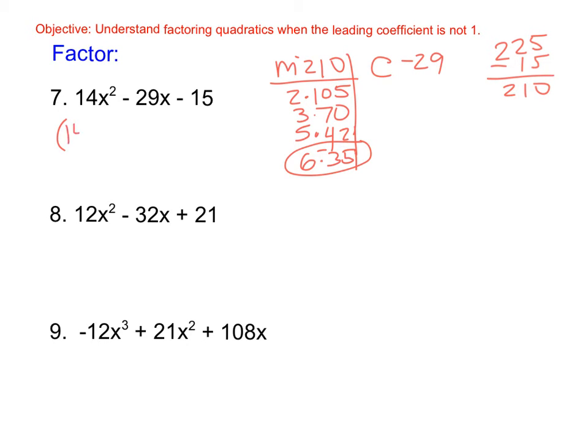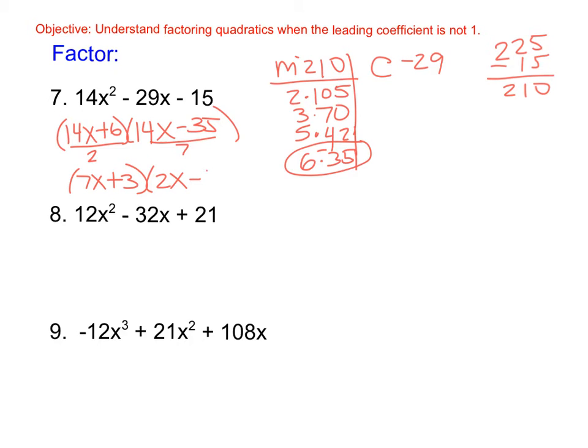So we get 14x plus 6, 14x minus 35, divide by our GCFs. Over here it's 2, 7x plus 3. Over here it's 7, 2x minus 5. And I always just check the first two. 7 and 2 gives me 14. 3 and 5 gives me 15.